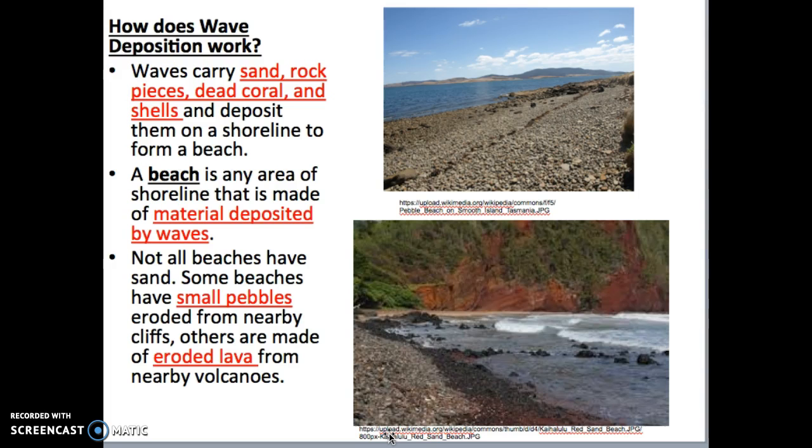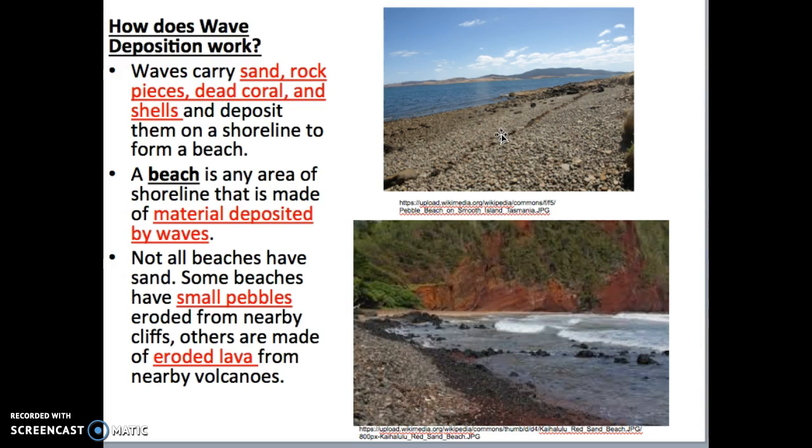So wave deposition is basically when waves will deposit sediment or small pieces of sand onto land to form what we call a beach. So a beach is any area of shoreline that has small pieces of sediment like sand and rocks that was deposited by waves. So not all beaches have sand.